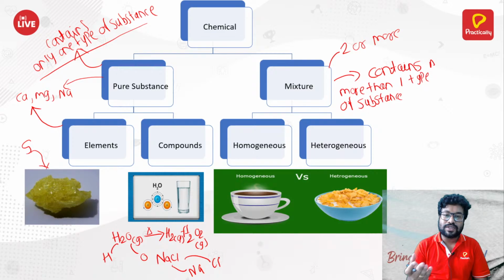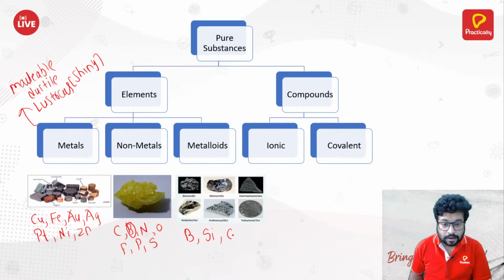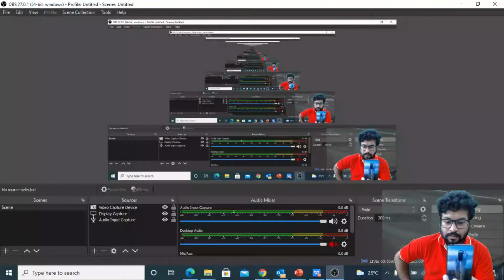Then what are metalloids, and what is meant by metalloids? There are some elements whose properties lie between metals and non-metals. They can show the properties of both. Such elements are called metalloids. Examples you can see on the screen: boron, silicon, germanium, arsenic.